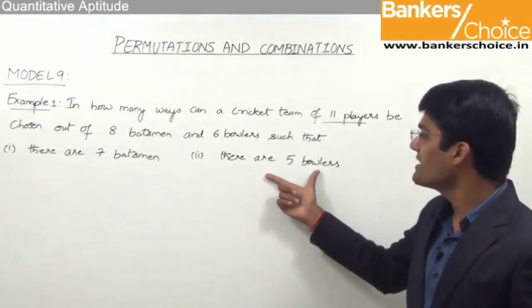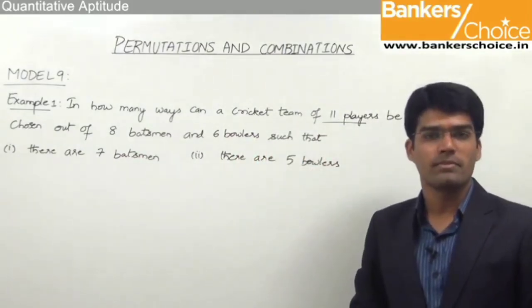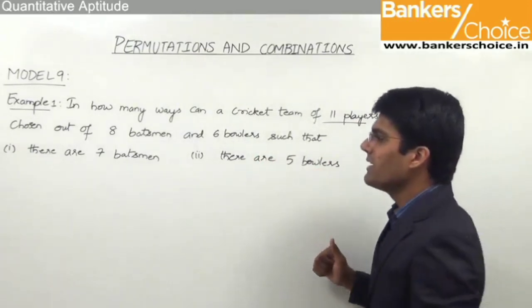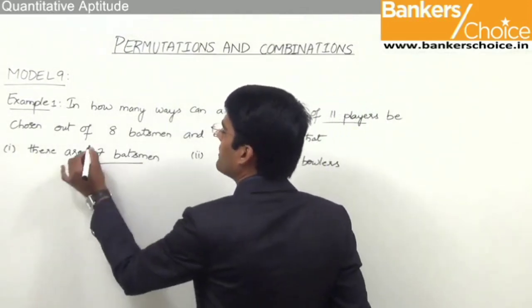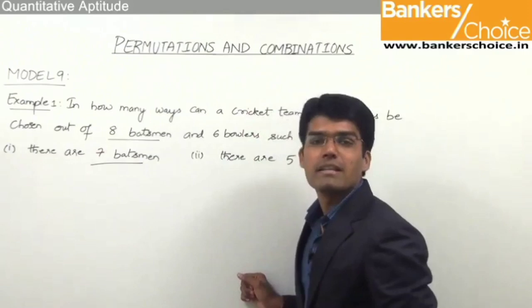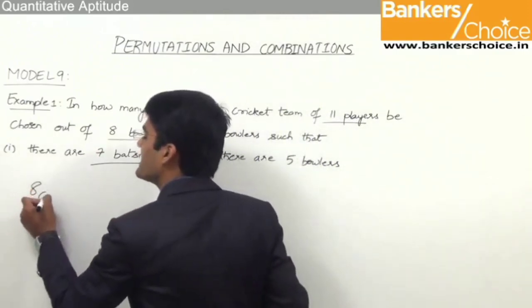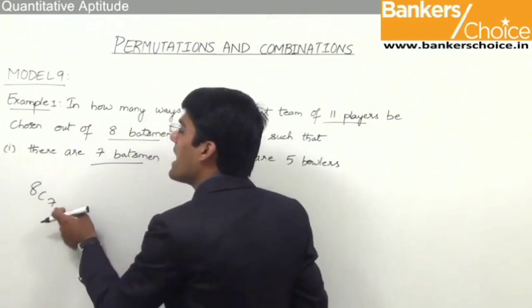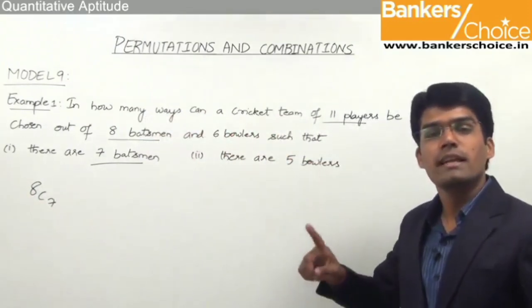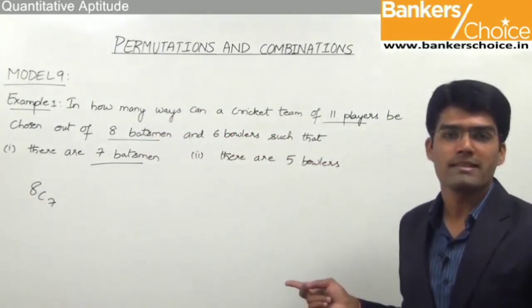And the second condition here is there are 5 bowlers in the team. Now, going by the condition here, if we want 7 batsmen, the total choice that we have is of 8 batsmen. So out of 8, we need to select 7. So that can be done in 8C7 ways. And after selecting 7 batsmen, it is obvious that the remaining 4 players have to be bowlers.